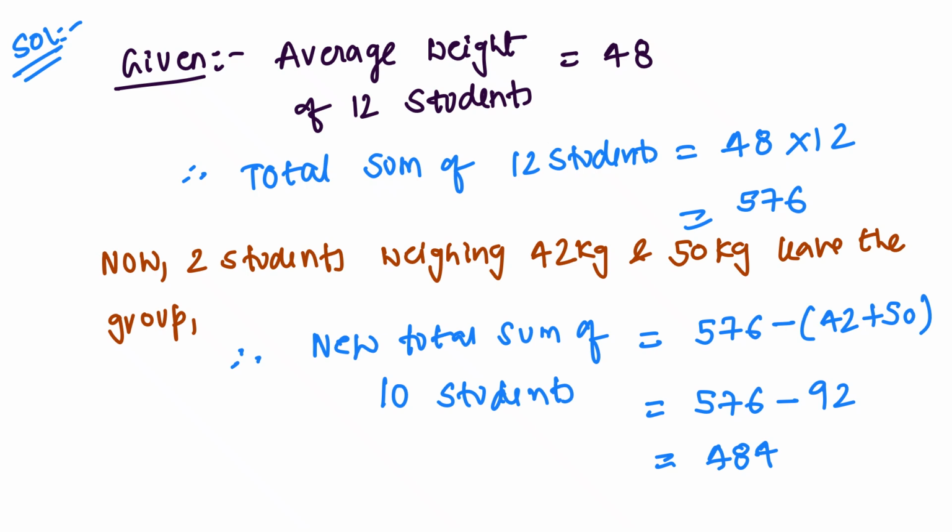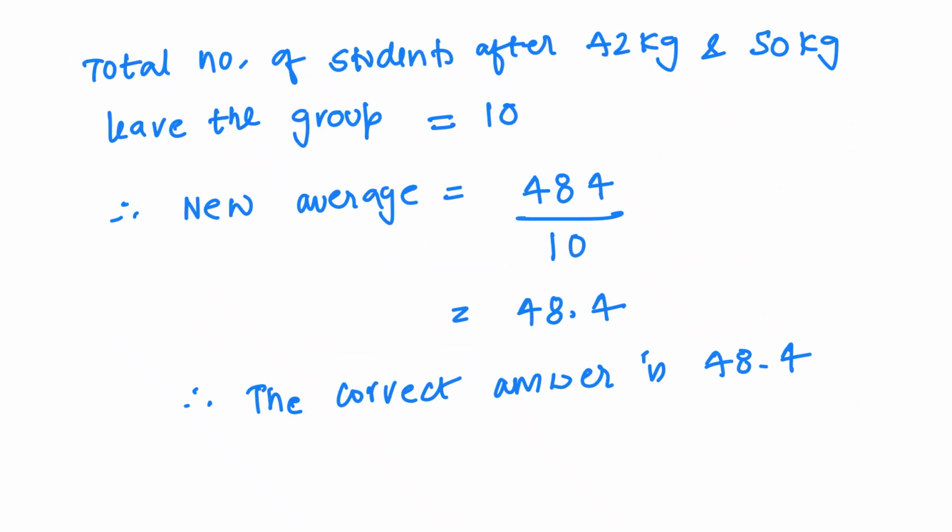Now, two students weighing 42 kg and 50 kg leave the group. Therefore, new total sum of 10 students is equal to 576 minus 42 minus 50, which is equal to 484. Now, total number of students after 42 kg and 50 kg leave the group is equal to 10. Therefore, new average is equal to 484 divided by 10, which is equal to 48.4. Therefore, the correct answer is 48.4.